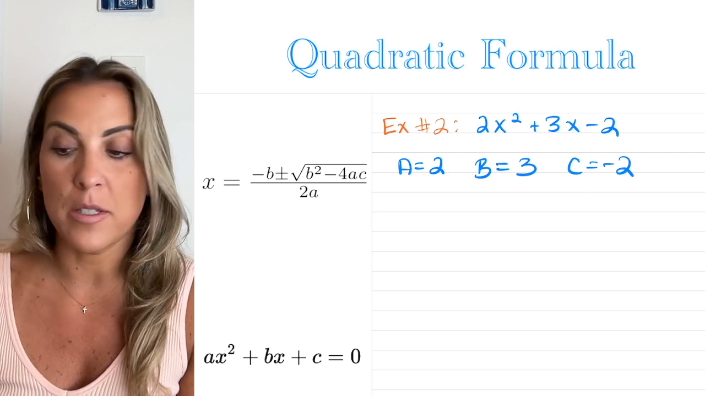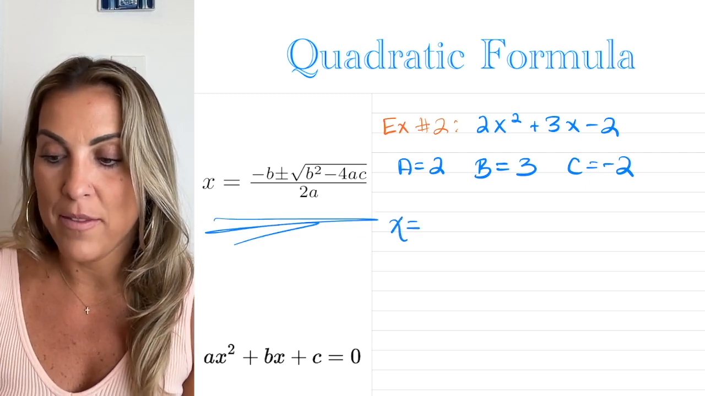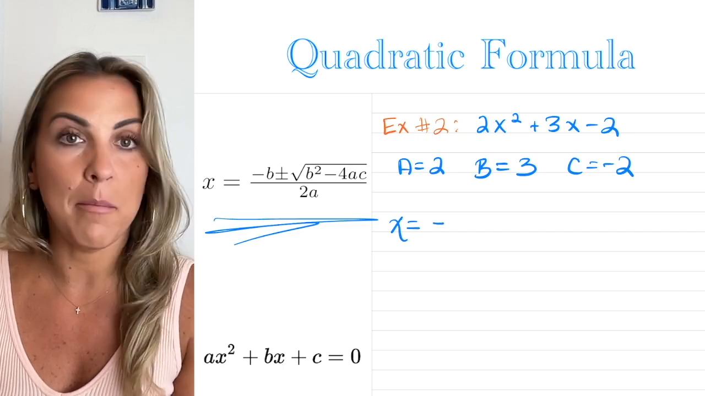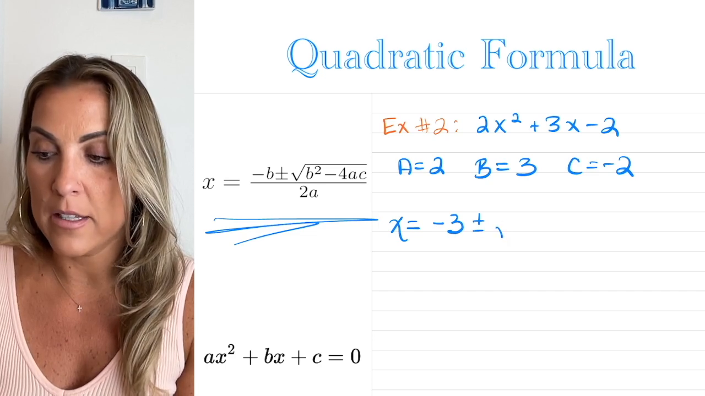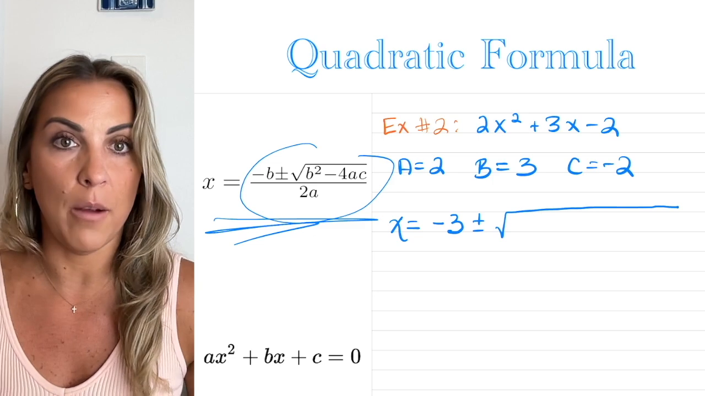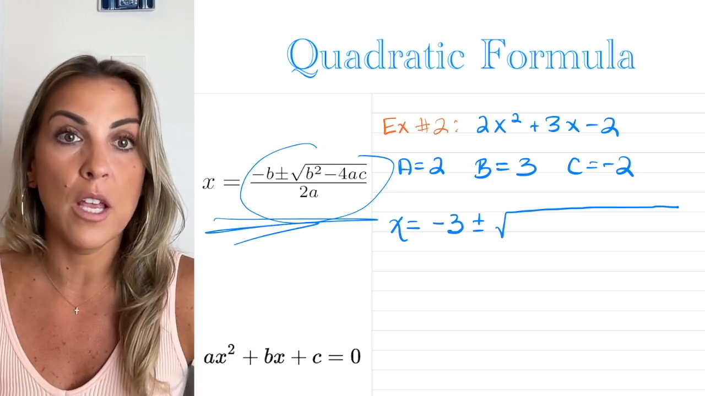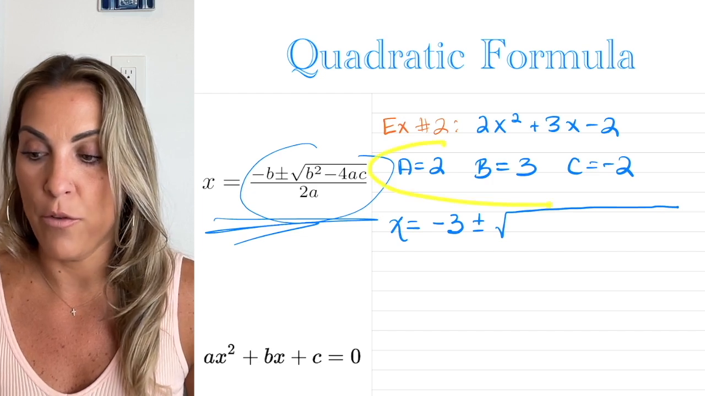So let's go ahead and substitute into this formula right over here. X equals -b, so negative, and my b value is 3. So -3 plus or minus the square root of, now I'm going straight from this formula right here. I'm just replacing all the variables with the values that we wrote. Let me circle it. That we wrote right here.